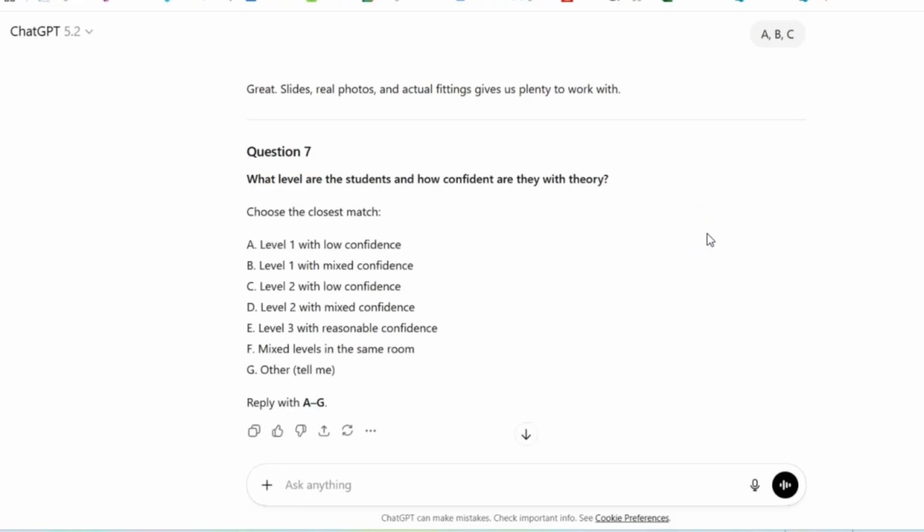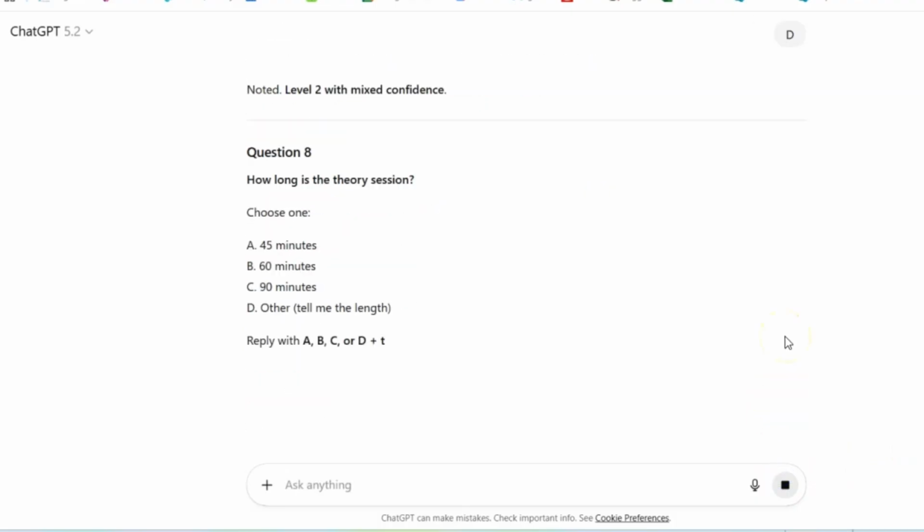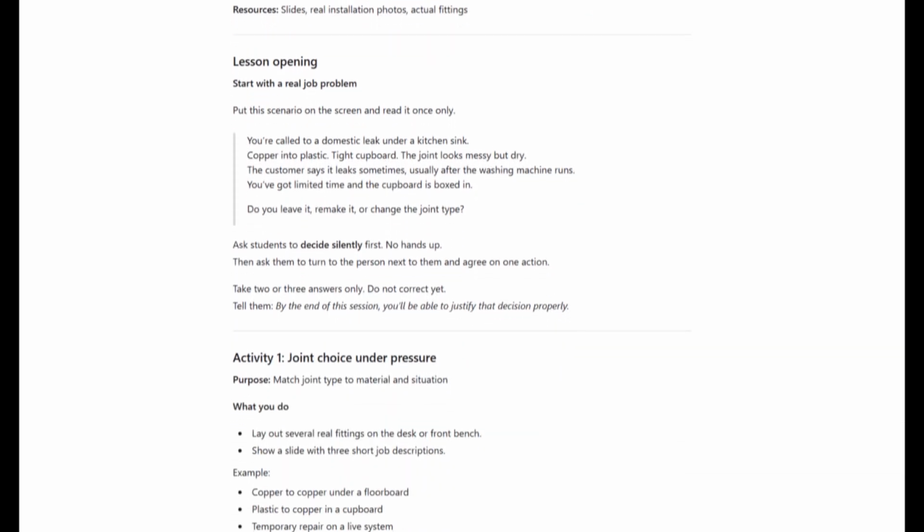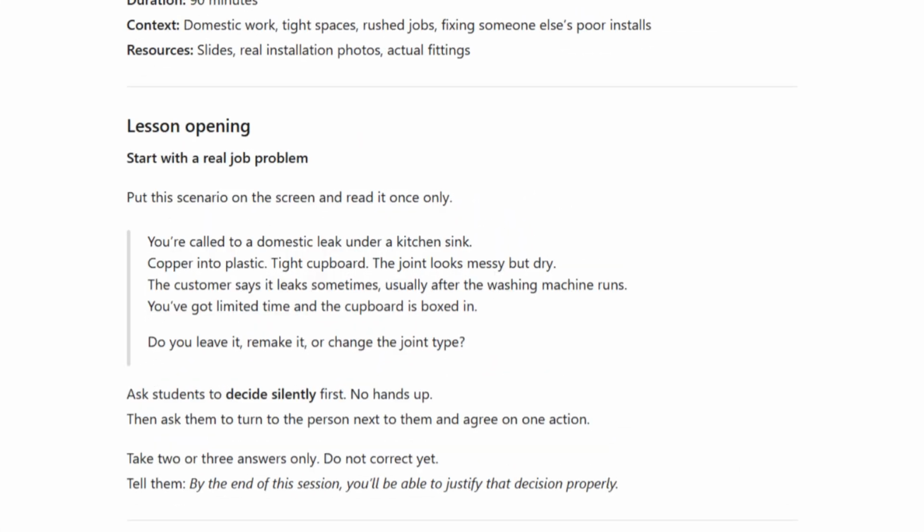Then it asks level and confidence. So level 2, mixed confidence with theory. And next, how long the session is, 90 minutes. Only now does it move on. And this is the key bit. It doesn't spit out a worksheet. It doesn't tell me to explain more. It starts with a lesson opening built around a real job problem. Something like being called back to a property because a joint you didn't install is leaking behind a wall.